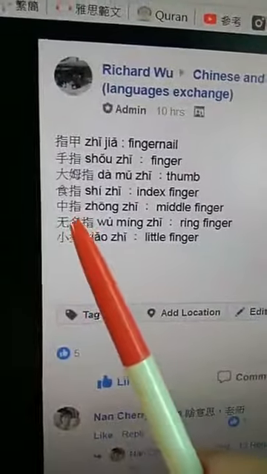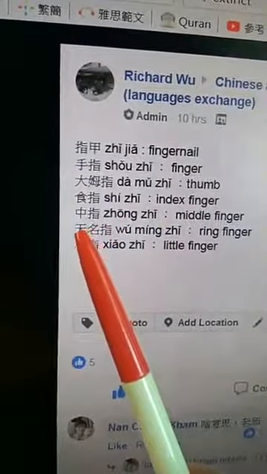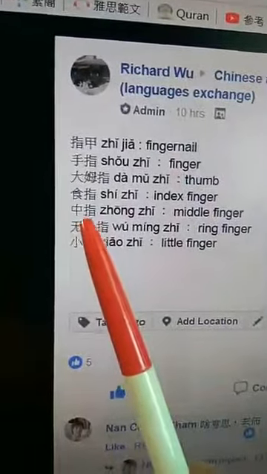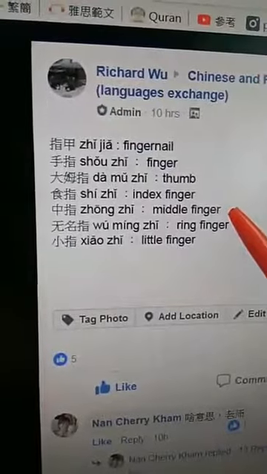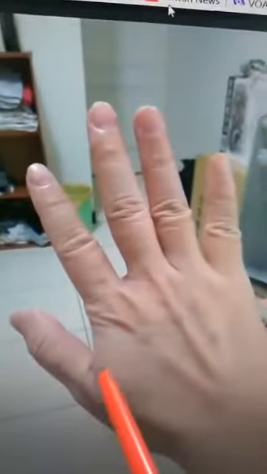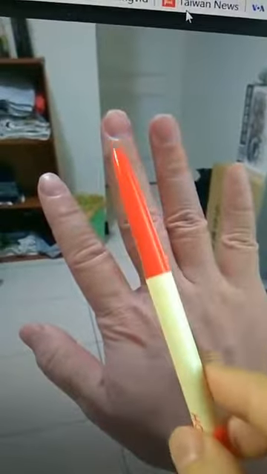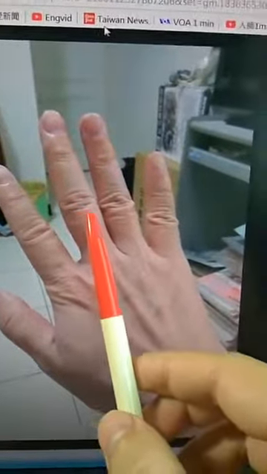The next one is 中指. In Chinese, 中 means middle. Middle finger. It's very easy to remember that. 中指, middle finger. Where is the middle finger? 中指在哪里? 中指在这里. Oh, I'm so sorry.